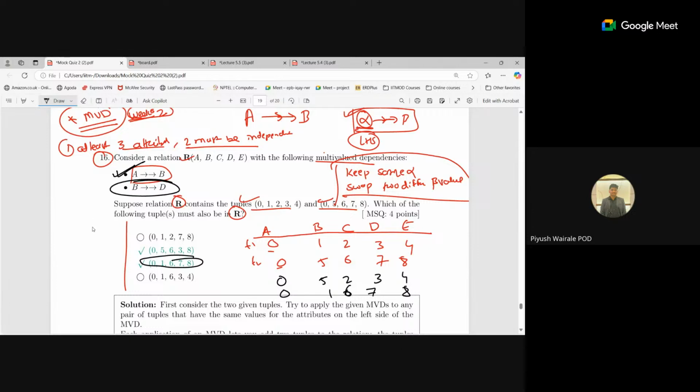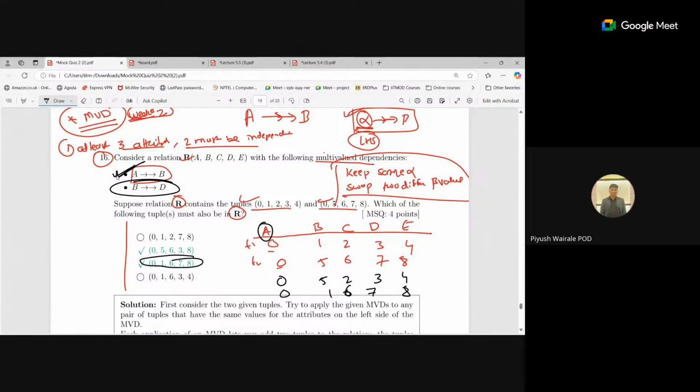Now what about this one? How to do that? Did you get what I have done here? I have swapped only the B column values, and the rest all remain the same, because we are first applying only A multi-determines B. So take the same alpha value, swap the two different beta values. That's it. These two are present in the options. So these two must be present inside the table, then only we can say the MVD exists. That's why we are going to add those two rows here.